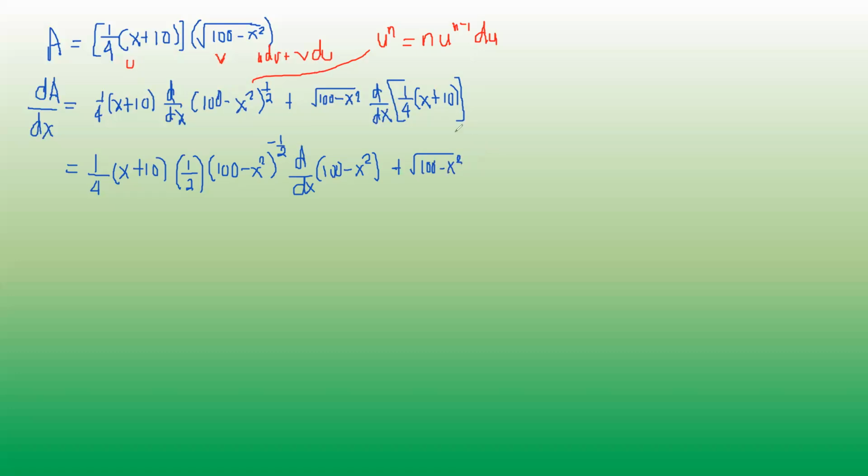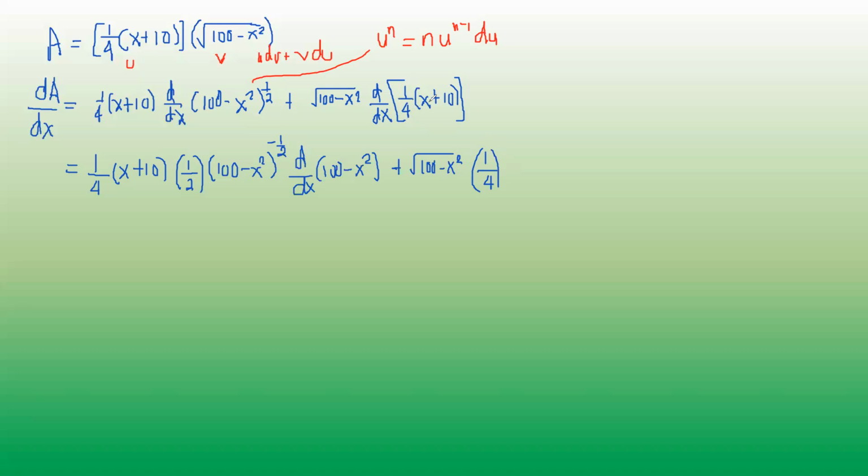Then, times. So, the derivative of x is 1. The derivative of 10 is 0. So, I have 1 times 1/4. Yeah, 1/4 na lang yung part na yan. No need to apply the derivative of a product here, kasi yung 1/4 ay constant lang naman.